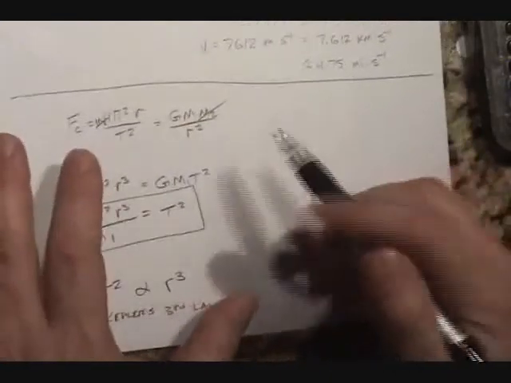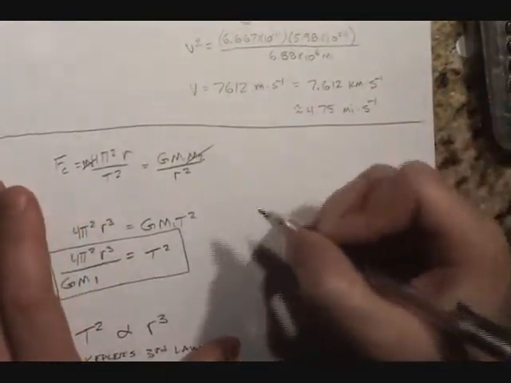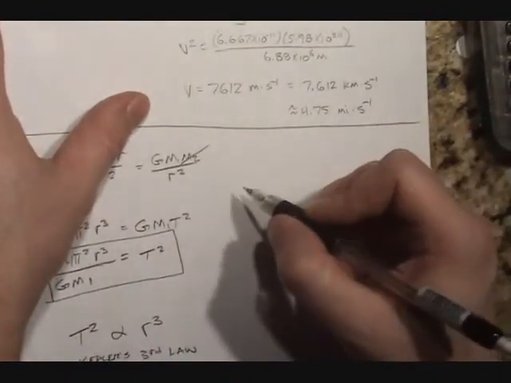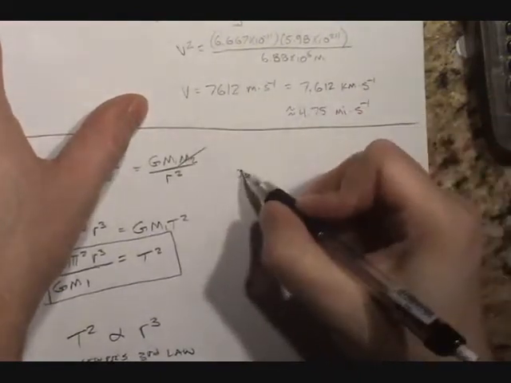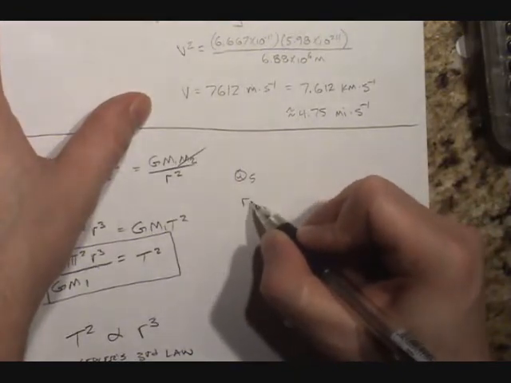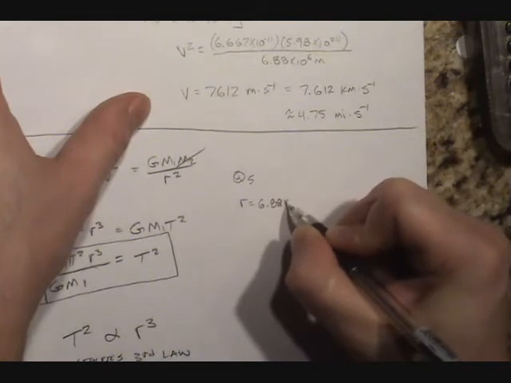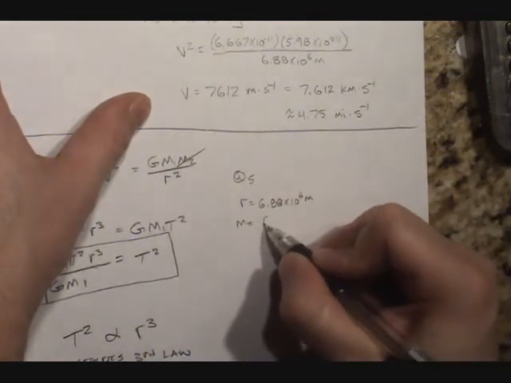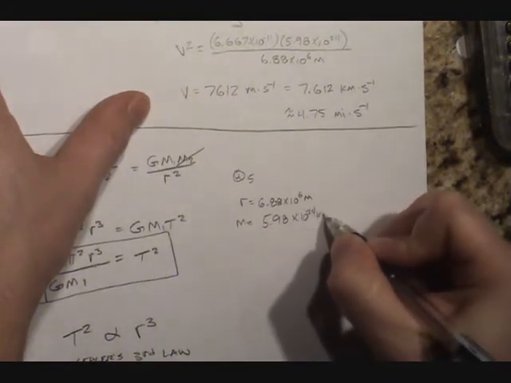So let's use the example from back up in the previous problem, and let's calculate the period of motion for this object which is orbiting at 500 kilometers above the surface of the Earth. So we're going to continue on with question 5. Again, the radius in this case was 6.88 times 10 to the 6th meters. The mass of the Earth, 5.98 times 10 to the 24 kilograms.